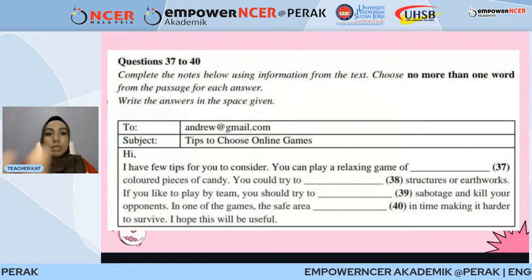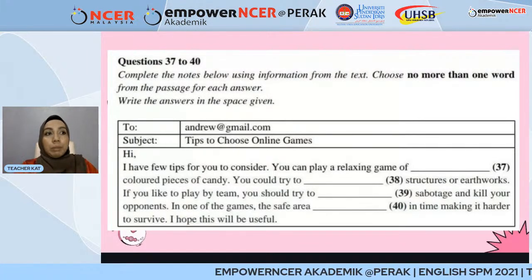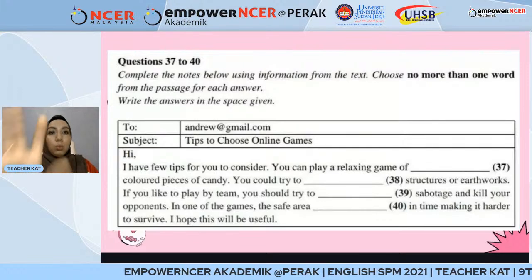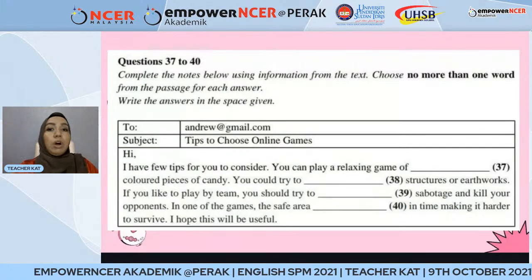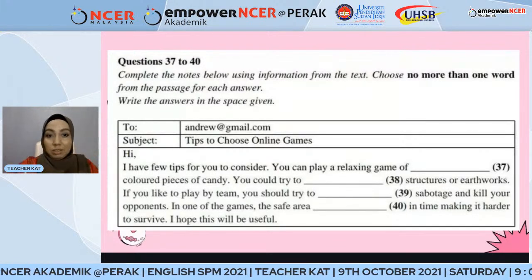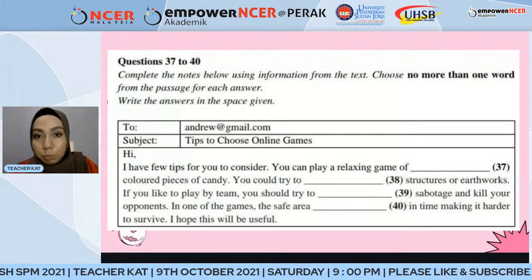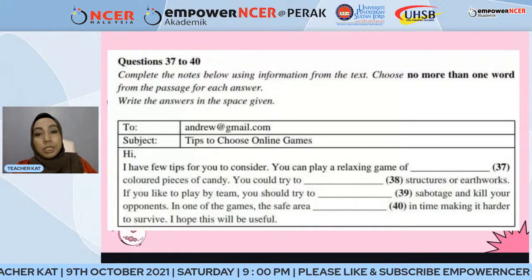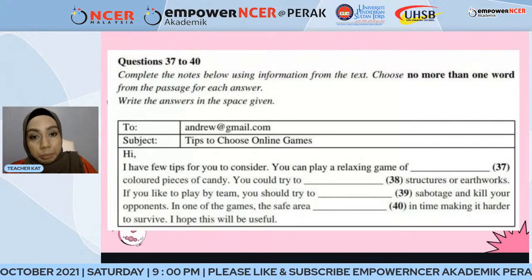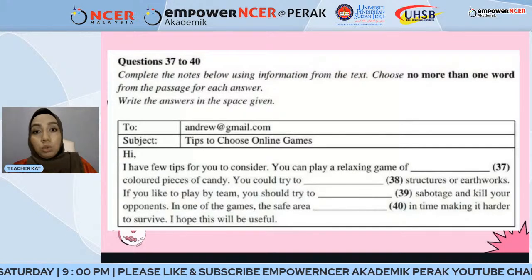So you see, this is the last part of matching and information transfer, which is the last part of the paper. So altogether, there are 40 questions in this paper, and one question equals 1 mark. 40 questions equal 40 marks.